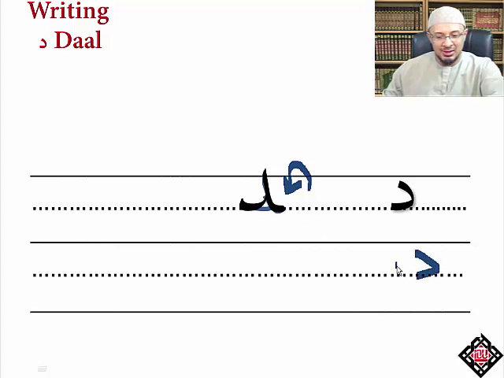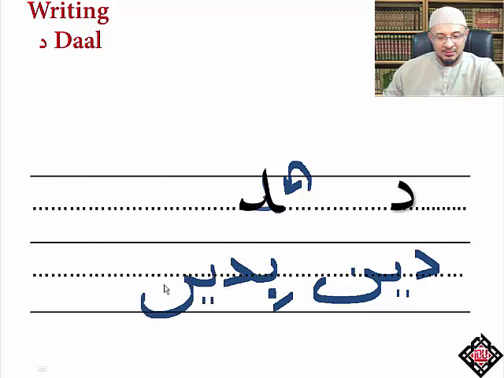For example, we had the word deen. But if we add the letter B to deen, we get bideen, bideen. And here we see the ba connected with the dal. Okay, so the dal can connect with a letter before it, but it cannot connect after it.